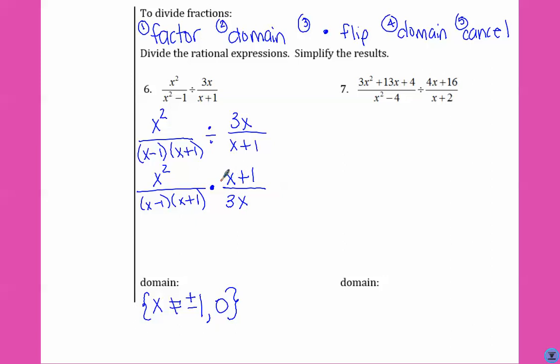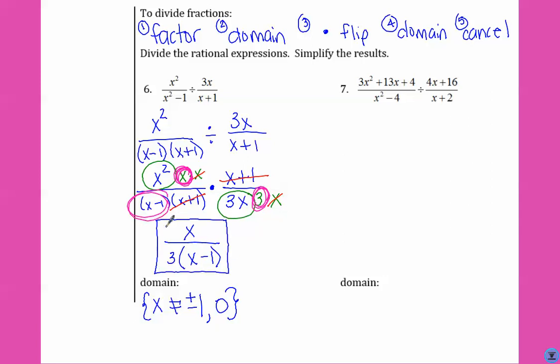Now we can cancel our matching factors, x plus 1, x plus 1. And then a lot of times people don't notice that this and this have something in common. X squared is the same as x times x. 3x is the same as 3 times x. So technically, these both have a factor of x that can cancel out. So in the numerator, we're left with just this x, and in the denominator, we're left with a 3 and an x minus 1. So our final answer is x over 3 times x minus 1. You can distribute the 3 back in if you'd like to, but it's not necessary. We're going to leave our answers in factored form.